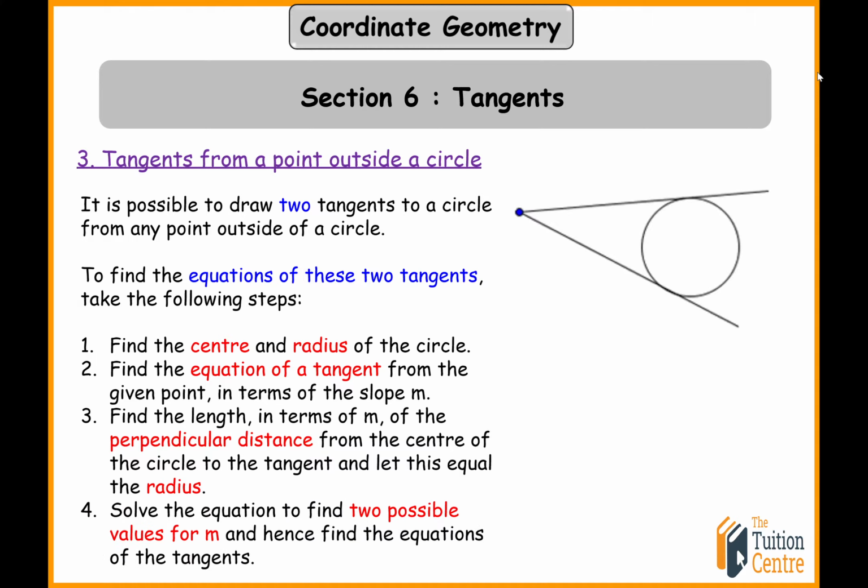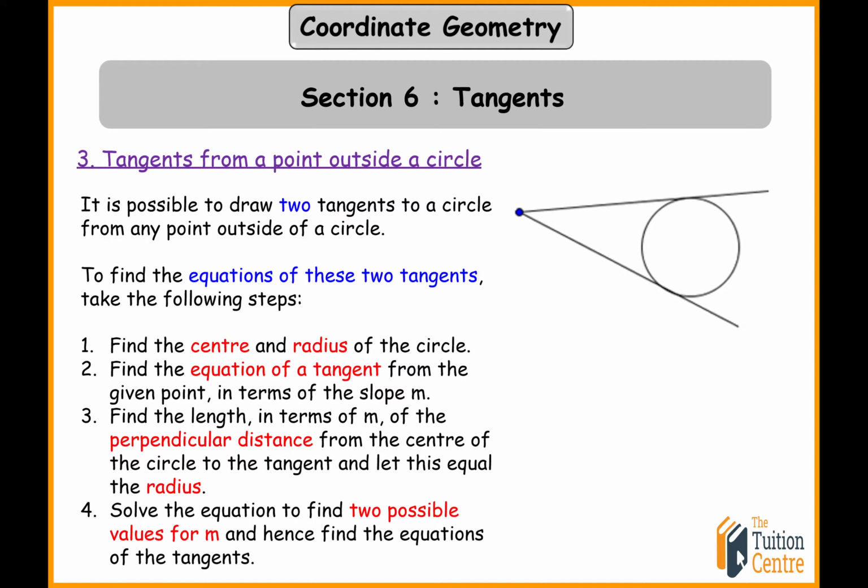So no matter what the point is, no matter where it is, you can draw two tangents to any given circle. Let's hope I can do it here now. Not bad. That one kind of cut through, but you get the idea. So from any point, you can draw two tangents to any given circle.